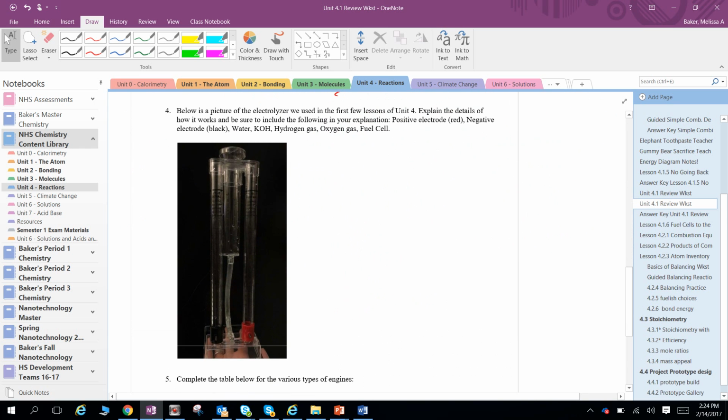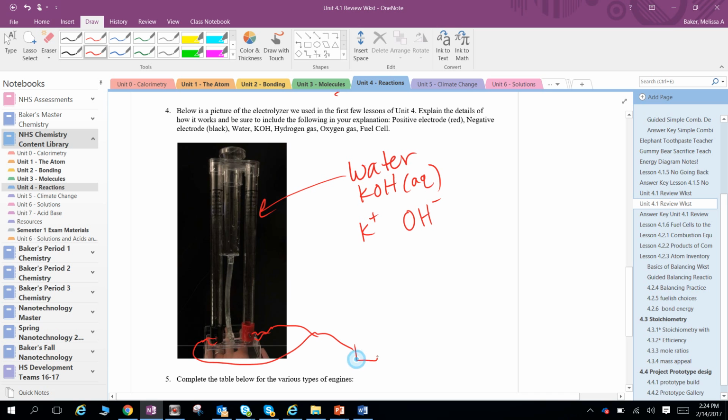It says, explain the details of how the electrolyzer worked in class and make sure to include all of these different words. Well, let's remember what was going on. Inside we had water, but we had KOH dissolved in the water. And that was because we needed ions so that electricity would flow through the water. We plugged in the alligator clamps, which were attached to a power source we could plug into the wall, and we started running electricity through water.